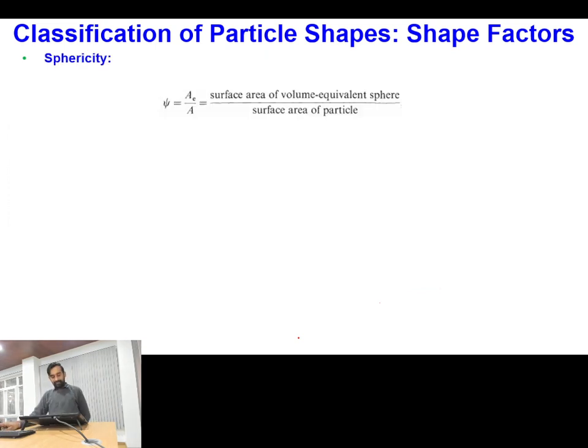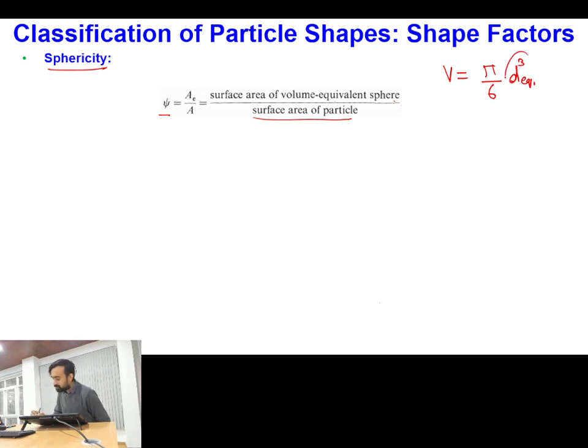Okay. So now another important factor is sphericity of the particle. It is given by a symbol psi, and it is equal to the surface area of the volume equivalent sphere divided by the surface area of the actual particle. So what do you mean by volume equivalent sphere? Whatever the volume of the particle is, if I write this volume in terms of an equivalent spherical particle volume, it becomes pi by 6 into d equivalent cube.